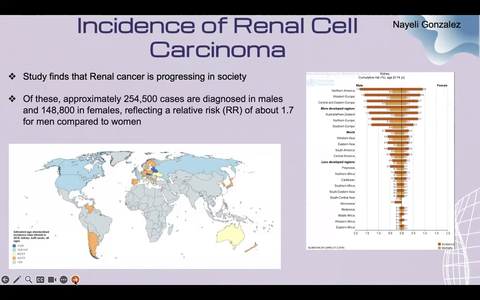And of those, 254,000 are male and 140,000 are female, which reflects a relative risk of 1.7 in men. The cumulative risk of men developing cancer is 0.69%, and in women, 0.39%, which is a standardized rate of 6.0 in men and 3.1 in women, making a global average of 4.4%.